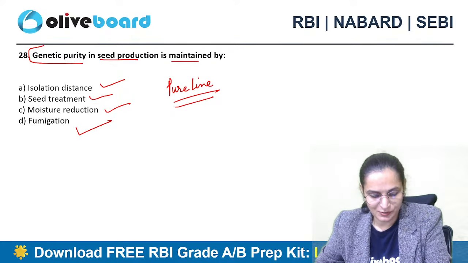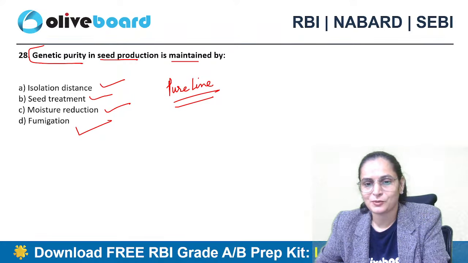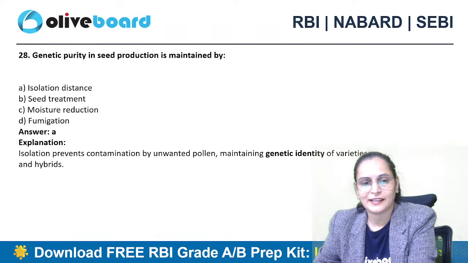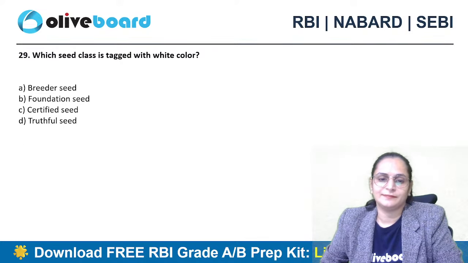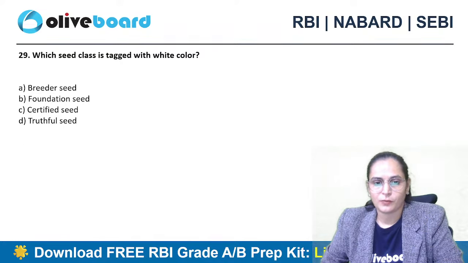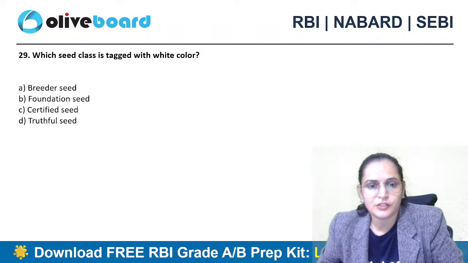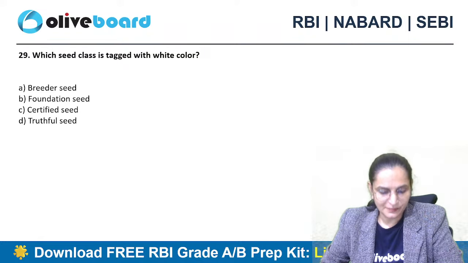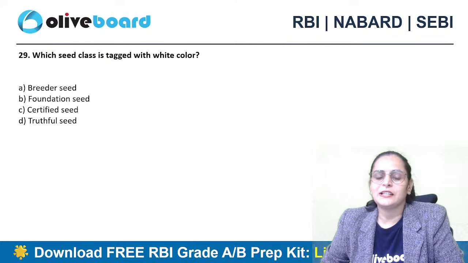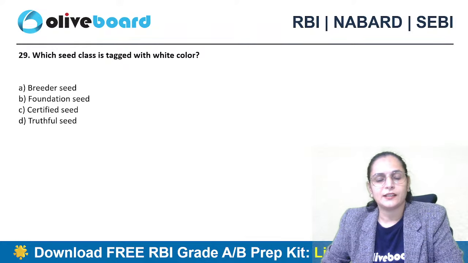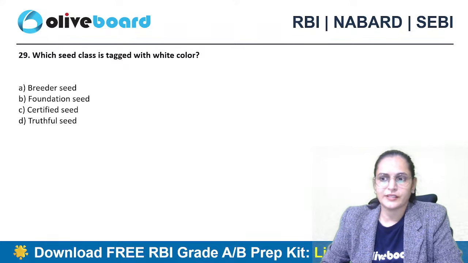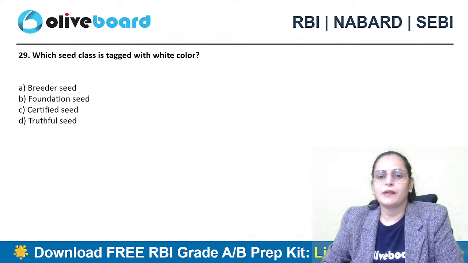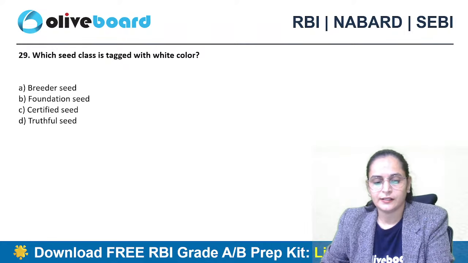So let's see what should be question number 29 and which option is correct. Now the question is from the classes of seeds. Which seed class is tagged with white color? We have different seed classes, majorly 4 seed classes in India, right? So you have to tell which seed class has white color.